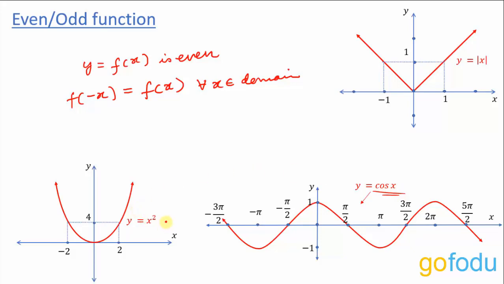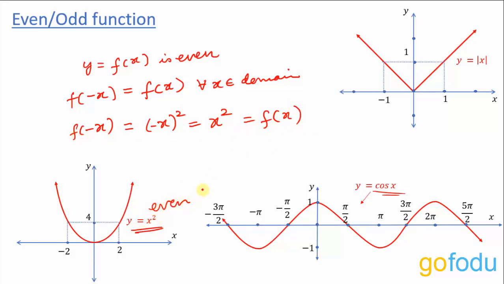Take y is equal to x square. F of minus x will be minus x whole square, which will be equal to x square, that is f of x. So f of minus x is equal to f of x. This is an even function.